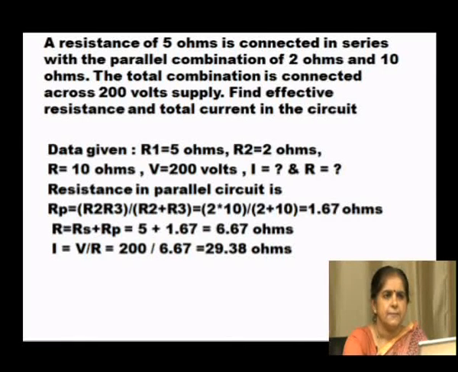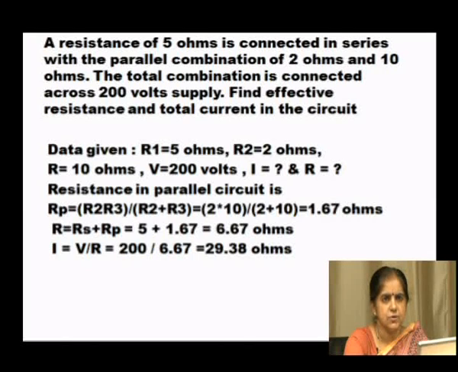So, let us look into the data given in the problem. The three resistances are given, but how are they connected? This is the series parallel configuration. Let the three resistances be R1, R2 and R3. Okay. So, R1 is the resistance which is connected in series with the parallel combination of R2 and R3.